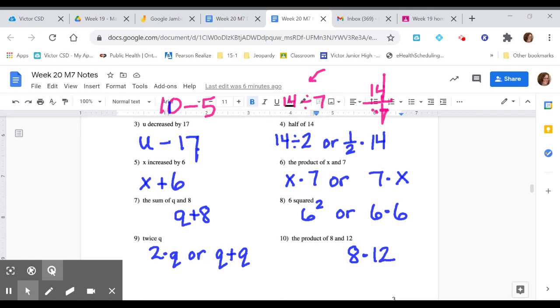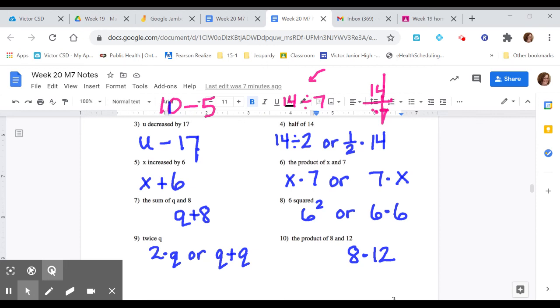A couple of comments here: number 3, decrease means to subtract, means it gets smaller. There's a few ways you could write number 4. We could divide 14 by 2, or we could do half times 14. It's just a couple of ways to write it. Number 5, to increase means to add. Number 6, for the product, you could just write the x and the 7 next to each other without an operation sign there, and that would be okay too.